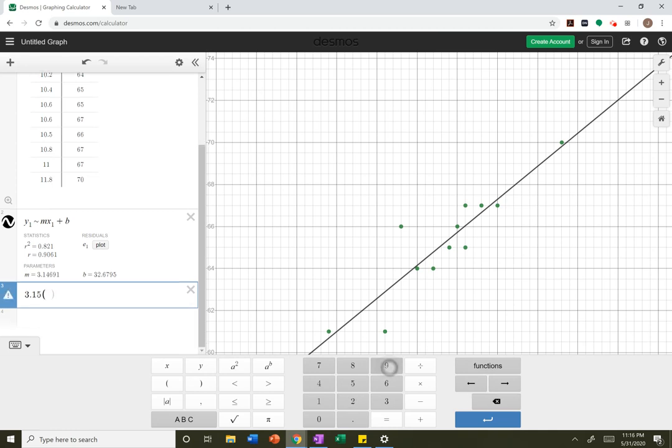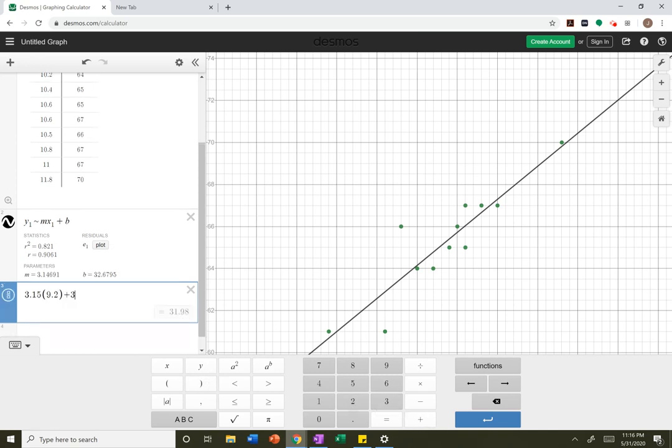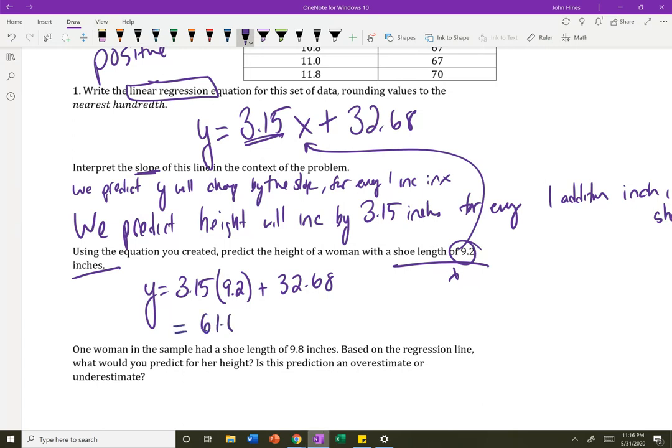Wow, Desmos does not want to actually read my touching here. Plus b, 32.68. So what's our prediction? If I plug in a 9.2, the line spits out 61.66. 61.66 inches tall is our prediction.